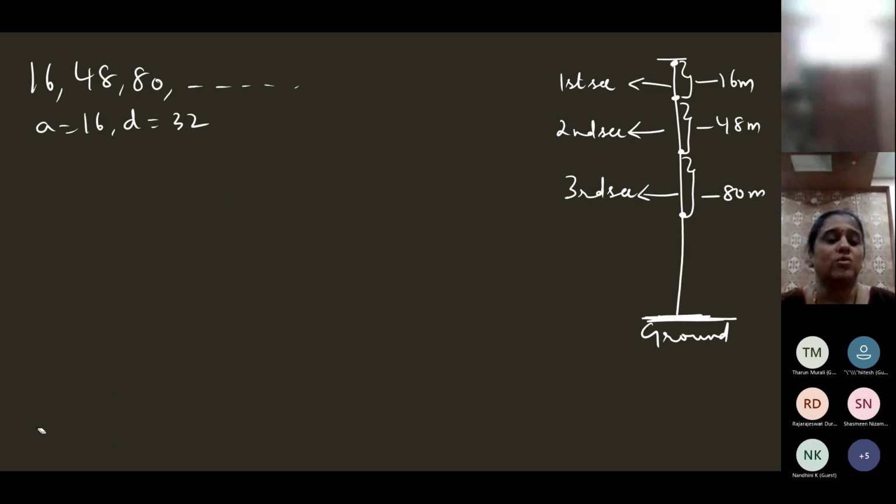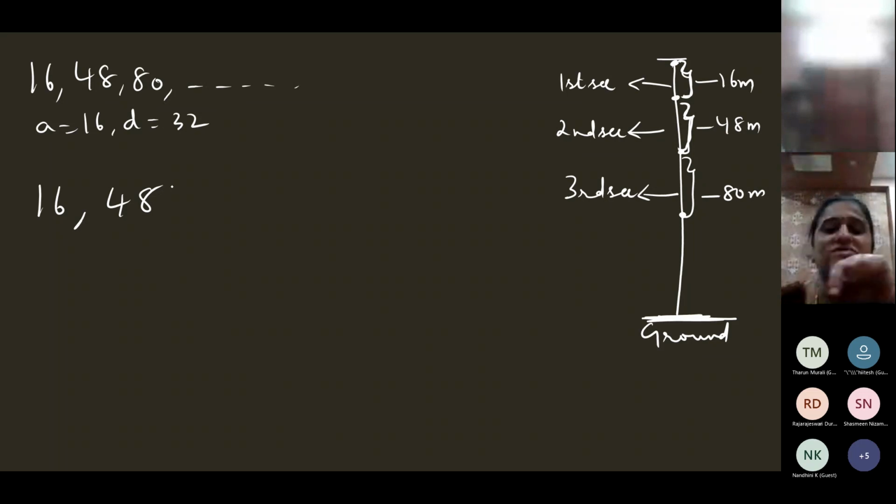Now what I'm asking you is, what does 16 tell you? 16 tells you the distance covered in the first second. What does 48 tell you? The distance traveled in the second second, not in 2 seconds. The distance traveled only during the second second. What does 80 tell you? The third term.